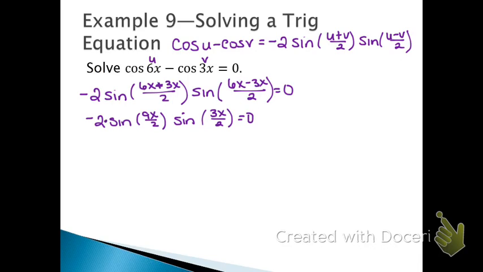And remember, when you have things being multiplied and it's set equal to 0, you can set them individually equal to 0. So I'm going to set that negative 2 equal to 0, which I know doesn't make sense, and we're going to end up throwing it out. Then I'm going to set sine of 9x over 2 equal to 0. And I've got sine of 3x over 2 equals 0.